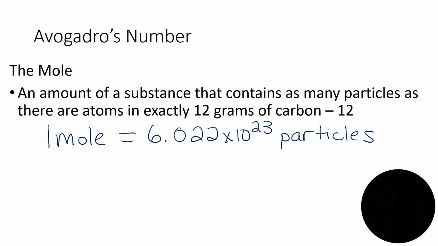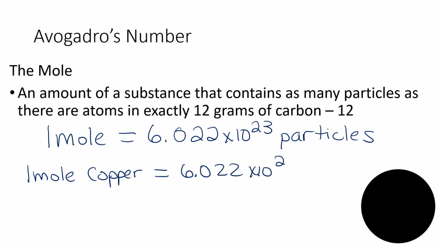And so if we're talking about a mole of copper, copper is in our phenomenon. So if we have 1 mole of copper, that is equal to 6.022 times 10 to the 23rd atoms of copper. If you have a mole of iron, the other element in our phenomenon, 1 mole of iron is 6.022 times 10 to the 23rd atoms of iron.